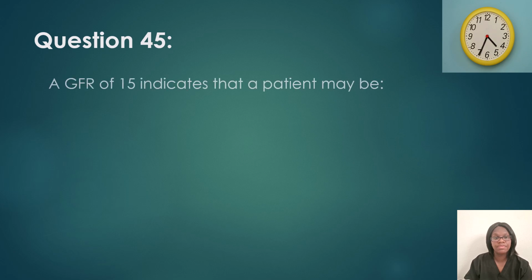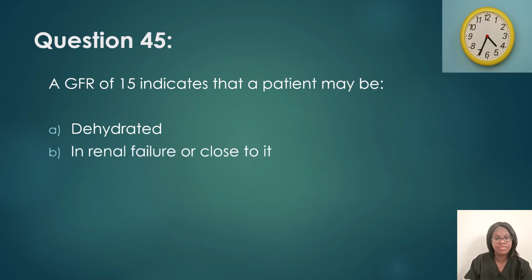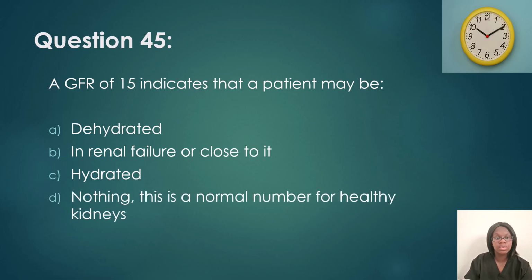Question 45. A GFR of 15 indicates that a patient may be A, dehydrated, B, in renal failure or close to it, C, hydrated, or D, nothing. This is a normal number for healthy kidneys.